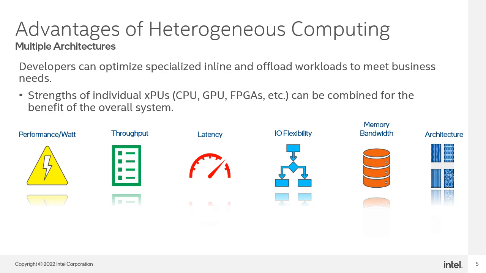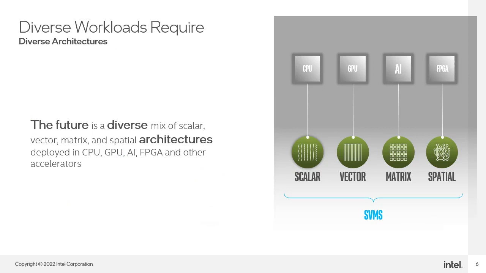The advent of heterogeneous computing gives developers the ability to optimize specialized inline and offload workloads to meet various business needs. Workload diversity continues to grow, with more and more demand for hardware that can handle the diversity. However, no single architecture is best for every workload. Hence, the workload diversity is driving the hardware diversity. Therefore, it is safe to conclude that the future is a diverse mix of scalar, vector, matrix, and spatial architectures deployed in CPUs, GPUs, AI, FPGAs, and other novel accelerators.